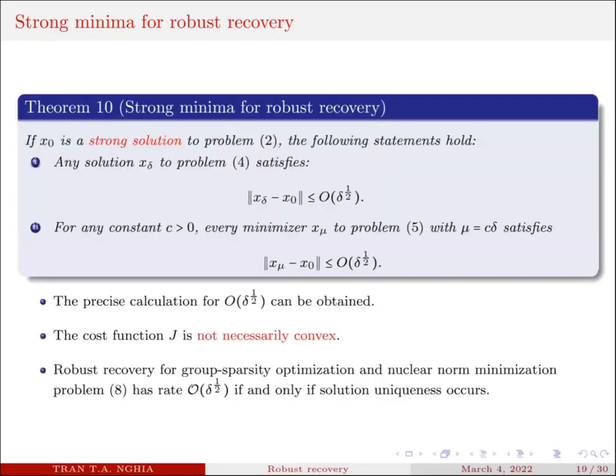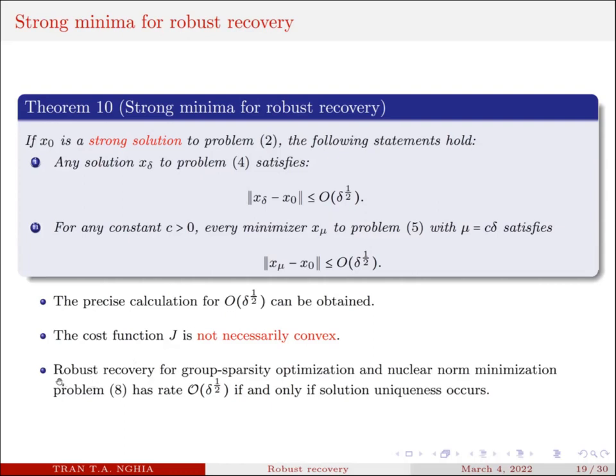Okay, so the next thing is another main result of our work in this part, that is the strong minima for robust recovery. We show the following one. If x0 is a strong solution, we also have robust recovery. However, the rate is slower. Instead of rate delta to the power of 1, we only have the rate delta to the power of 1/2. And this rate seems to be very new, I mean, for the first time maybe in robust recovery.